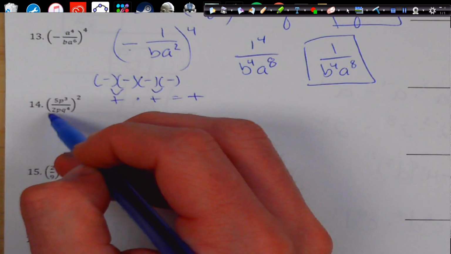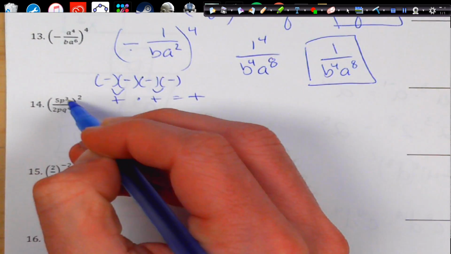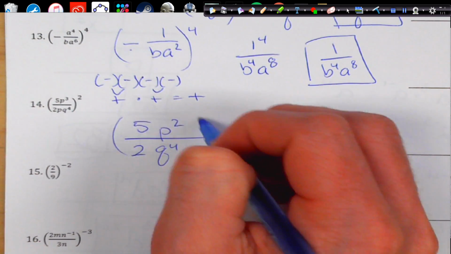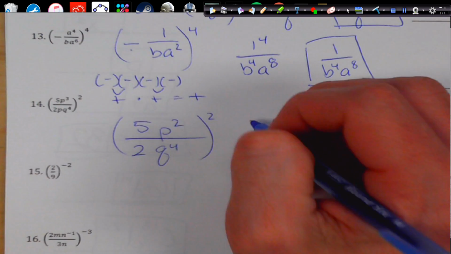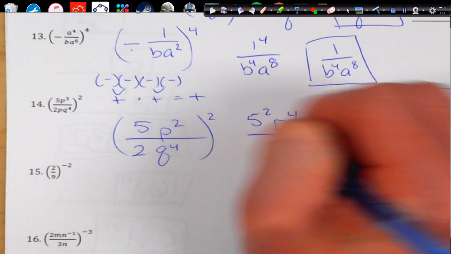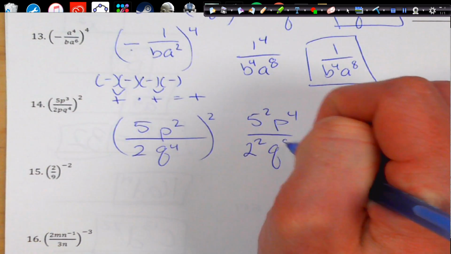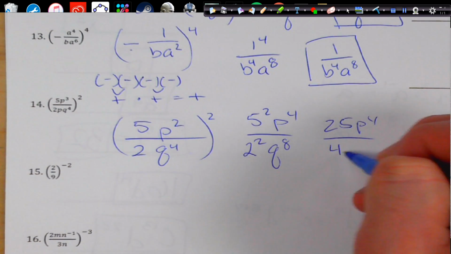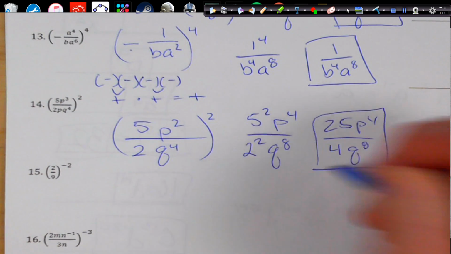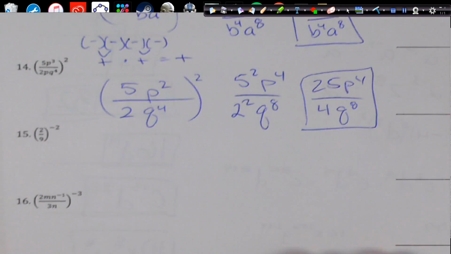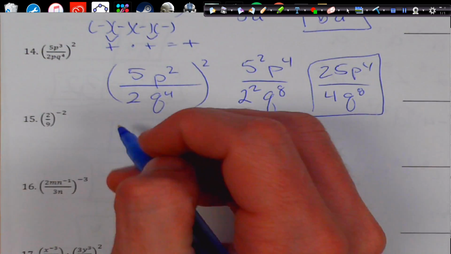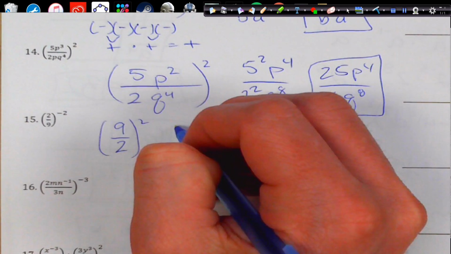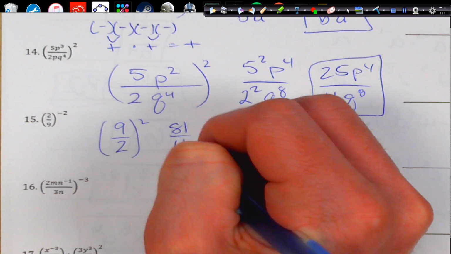Again, look for reduction first. 5 over 2, no reduction. P to the 3rd over p, that's going to be p squared, and then q to the 4th, and that whole thing is squared. Now we distribute it. We get 5 squared p to the 4th, 2 squared q to the 8th. 5 squared is 25, and 2 squared is 4. These don't reduce, so we leave it. When the whole thing is raised to a negative, we're going to flip the whole fraction and then square it. That gives us 9 squared of 81, 4 squared, or 2 squared of 4.